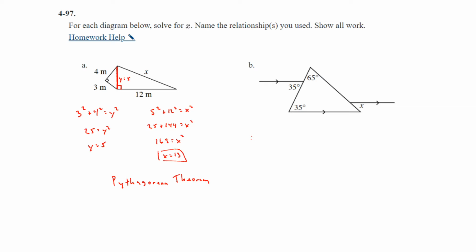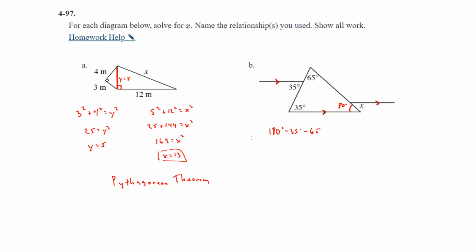Question B, we have a triangle. We have a couple sets of parallel lines, actually 3 of them, this one, and this one, and we're looking for the value of x. So we can use the triangle angle sum theorem to figure out this angle right here, 180 degrees minus 35 degrees minus 65 degrees will give us 80 degrees, so we know that represents the 80 degrees.